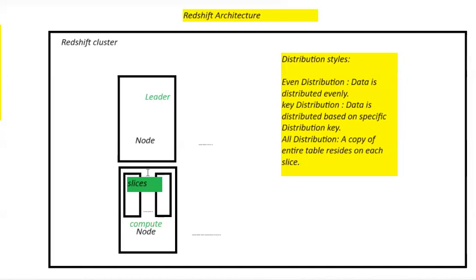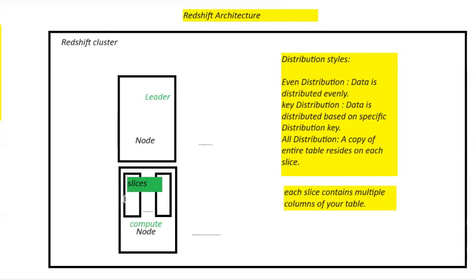Whatever the distribution may be, each slice can contain multiple columns of your tables. Whenever you store your table data in Redshift, it is stored under the Redshift cluster. Under this Redshift cluster, we have compute nodes. Under these compute nodes, we have slices. On those slices, your data will be stored.